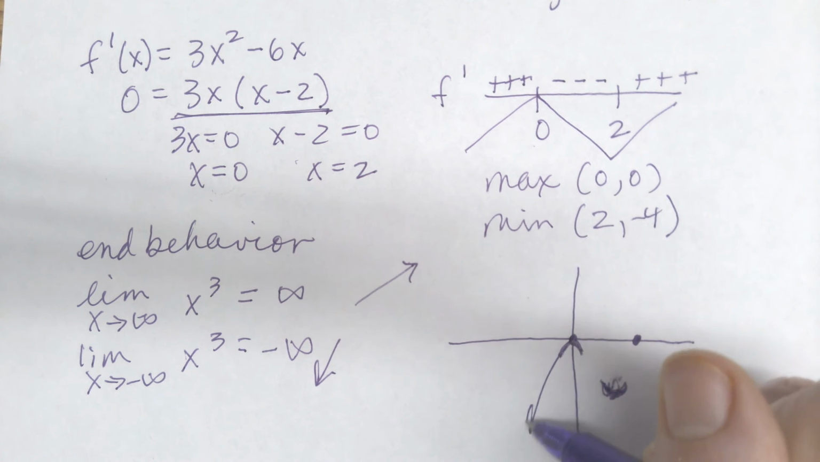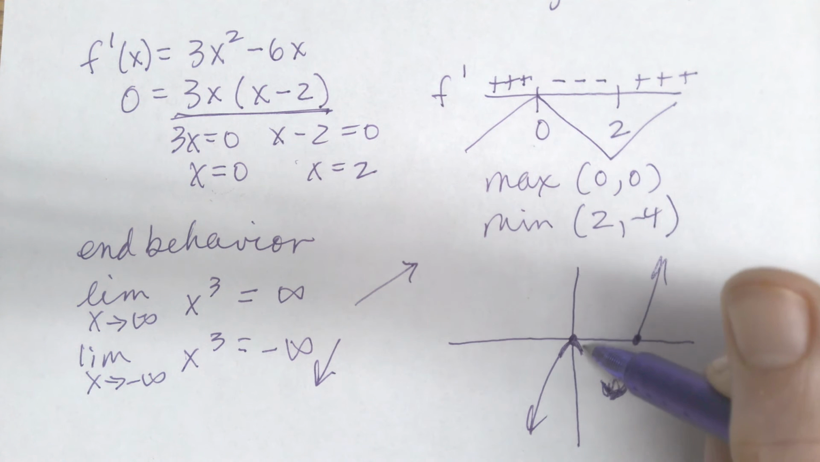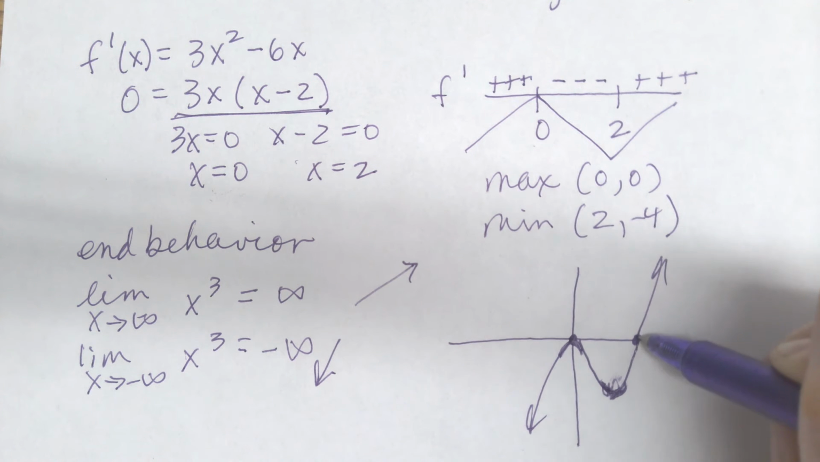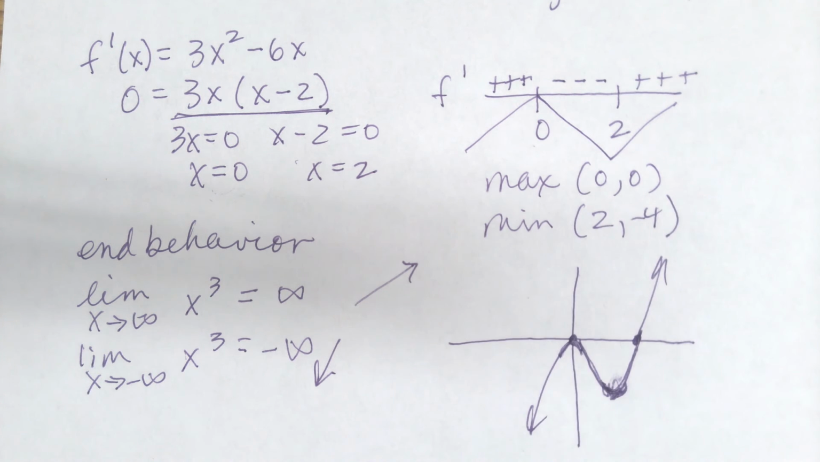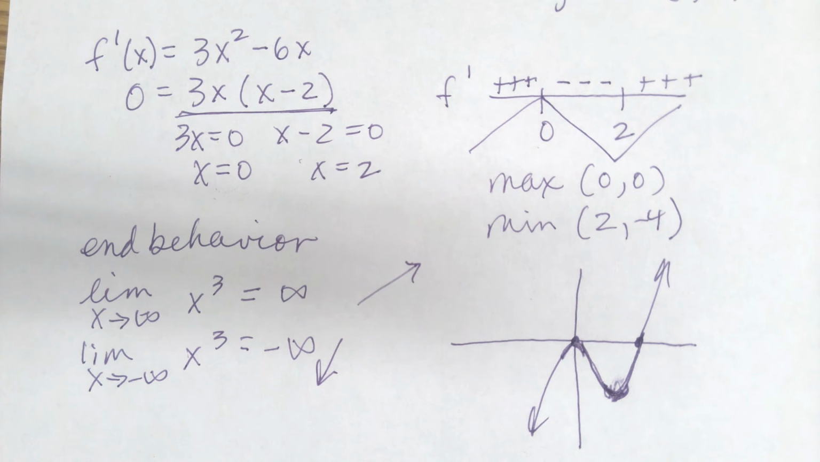I know it's dropping to the left, I know it's rising to the right, and the only thing that makes sense is to connect this continuous function. So there I go, I have my cubed power graph all put together with all of that information.